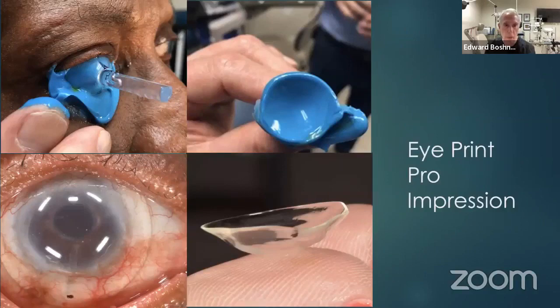Another technology that I really enjoy working with is called eye print or impression technology. This particular patient has a glaucoma shunt going from 6 o'clock toward the pupil. You can see on the bottom left an image of that glaucoma shunt. And we took an impression of this eye, and we had an eye print pro scleral lens made where that shunt was taken into consideration. You can see on the bottom right the outline of the eye print pro scleral lens that's designed to vault over that shunt. And the patient was quite comfortable with this particular design.